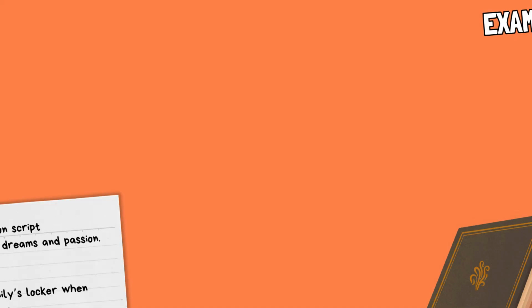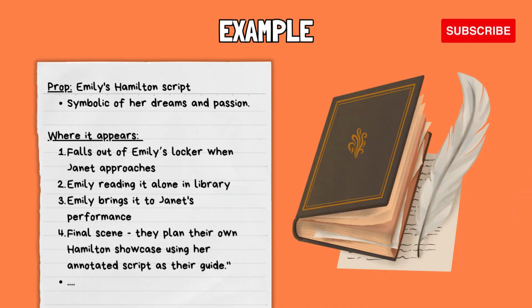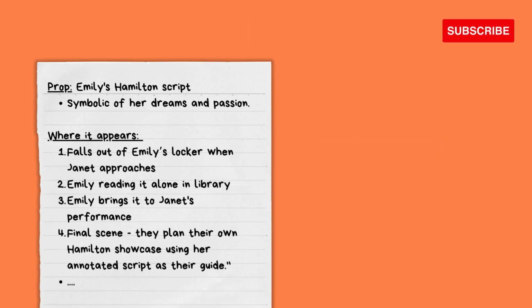For example, in our story, the prop becomes Emily's worn copy of Hamilton, the play that inspired her to audition in the first place. Throughout the story, this book appears at crucial moments. Janet sees it in Emily's locker, she clutches it during Janet's performance, and eventually, it becomes the bridge to their reconciliation when Janet realizes they can create their own performance opportunity.